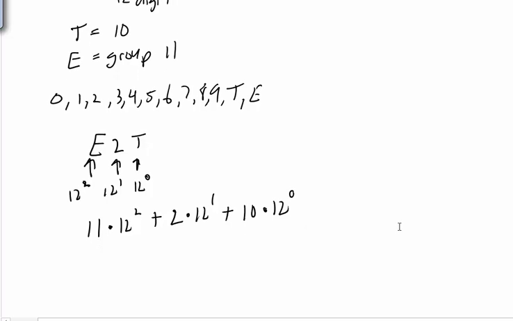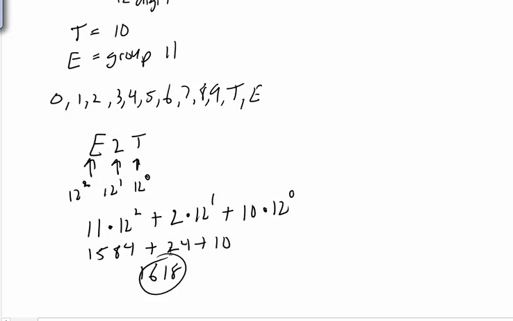And then I just need to type that in a calculator. So 11 times 12 squared is 1,584, plus 2 times 12 to the first is 24, plus 10. And if I add that all up, I get 1,618. Okay, so that's what that translates into.